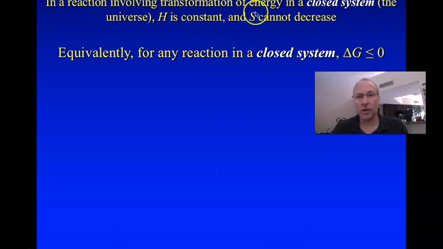The second law says that the entropy, S, cannot decrease. That's another way of saying that the amount of energy in the system that's available to do work within that system is not increasing. So the entropy cannot decrease. There's another way of saying that second law, and that is that when you have a closed system, the delta G of every reaction has to be less than or equal to 0. It can't be greater than 0.